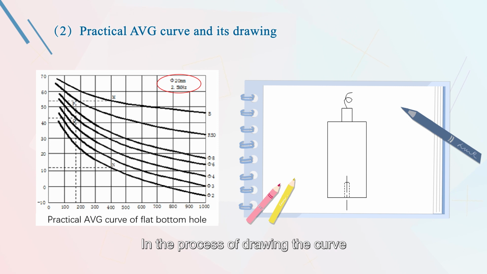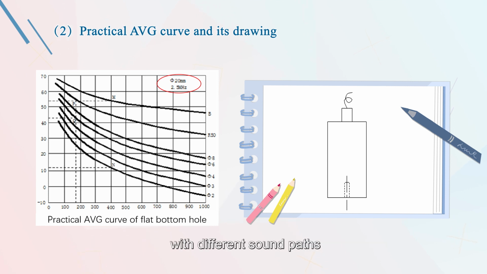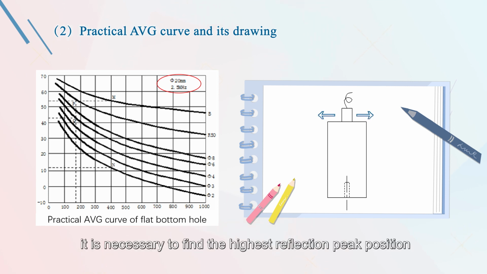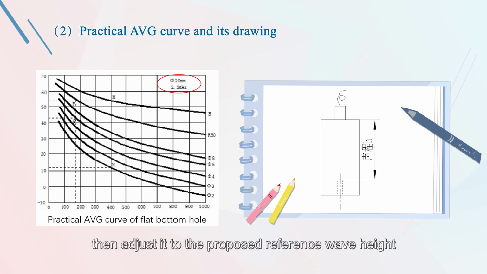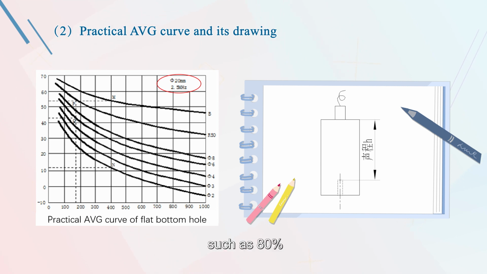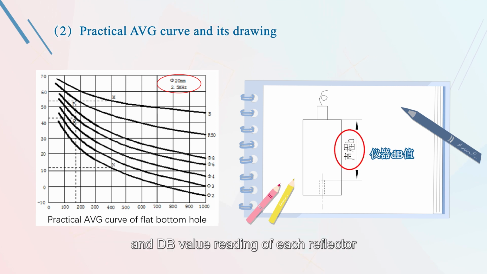In the process of drawing the curve, when flaw detection is carried out on regular reflectors with different sound paths, it is necessary to find the highest reflection peak position of the flat bottom hole by moving the probe on the test block. Then adjust it to the proposed reference wave height, such as 80%, and finally record the ultrasonic sound path and the dB value reading of each reflector.